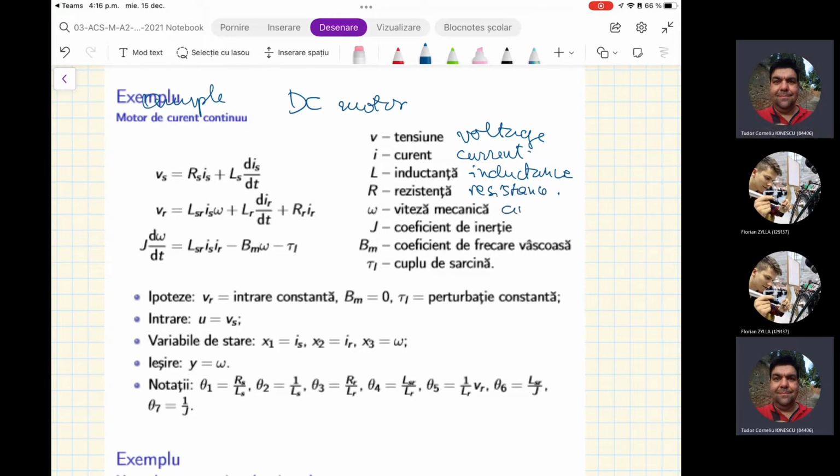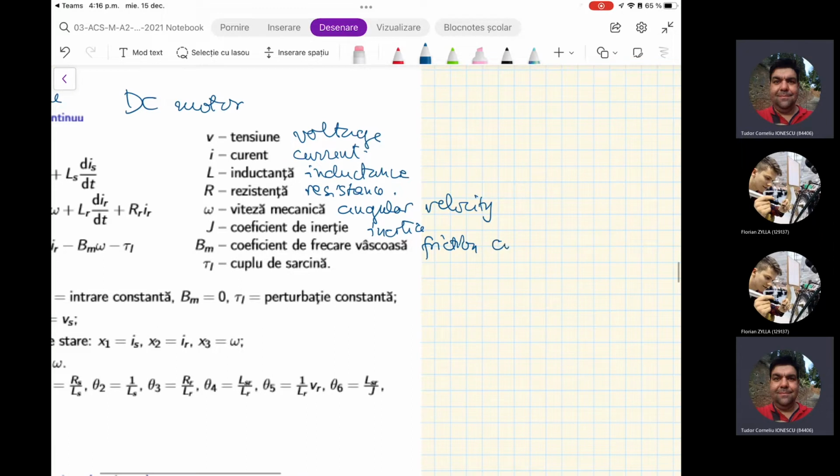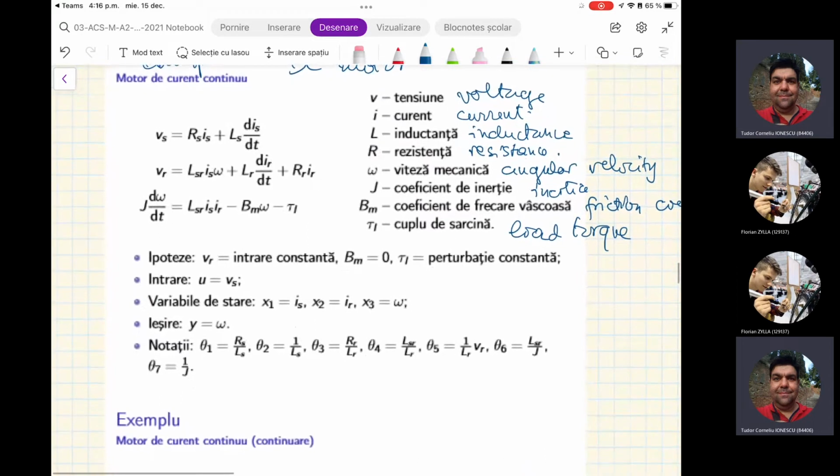Omega is the angular velocity. J is the inertia coefficient. B is the friction coefficient, and this is the load torque. Okay, and some assumptions.